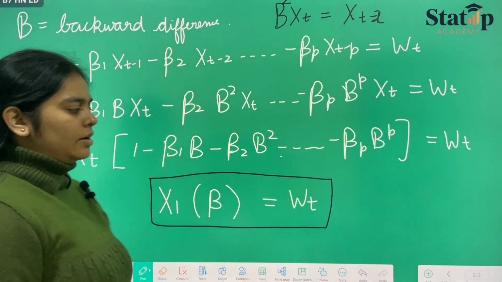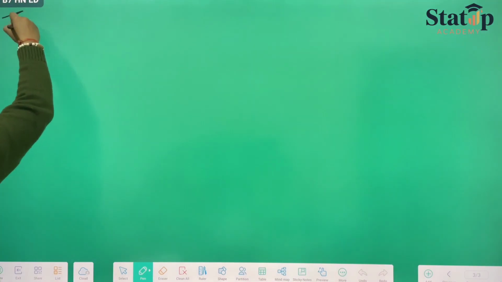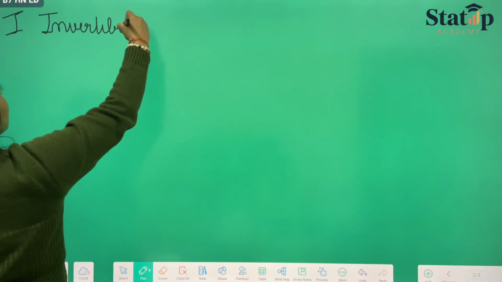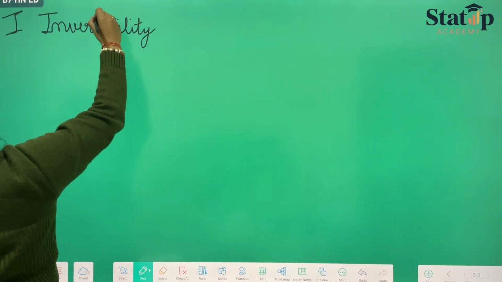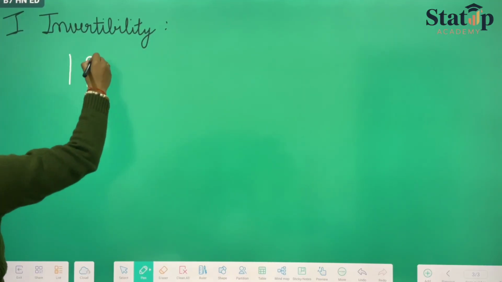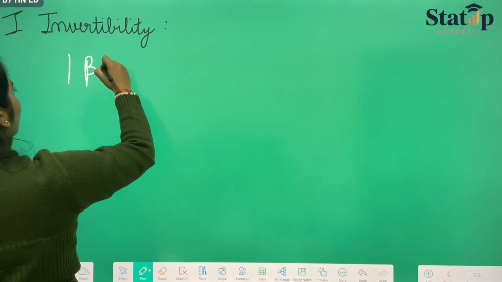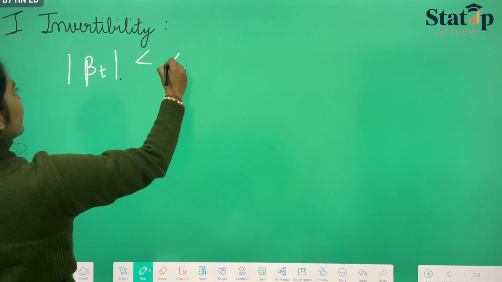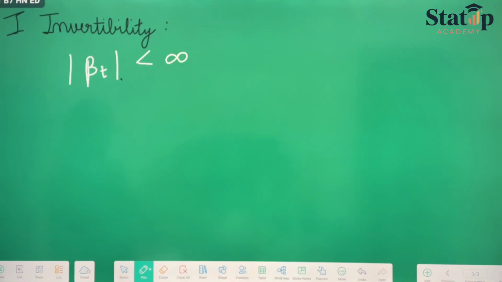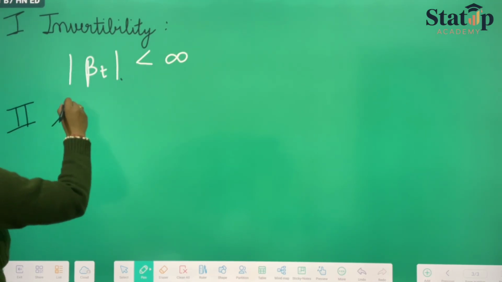Now, there are two conditions for any model. First, we need to check its invertibility, whether the model is invertible or not. If our model has the sum of the modulus of the beta coefficients less than infinity, then this auto-regressive model can be termed as invertible. And the second case is whether our model is stationary or not.